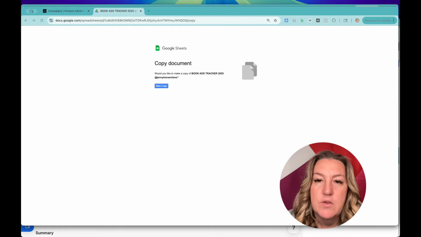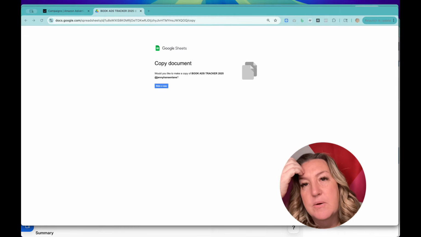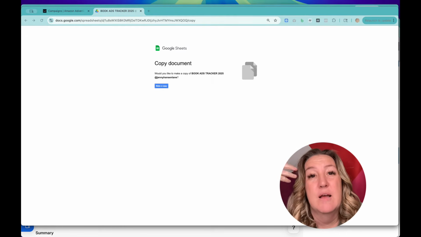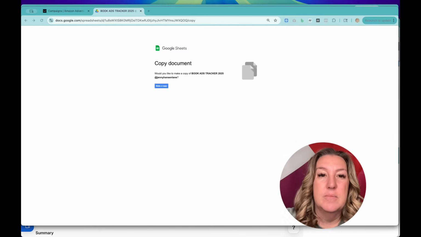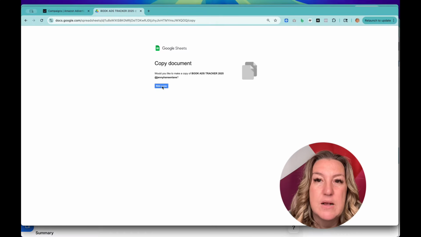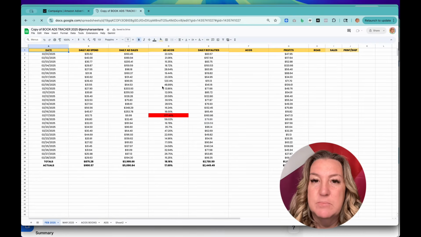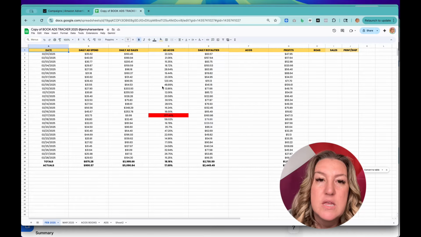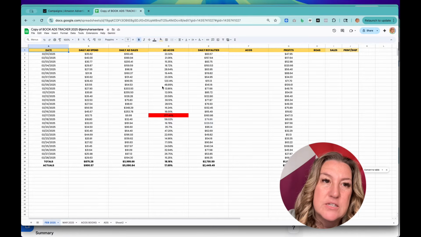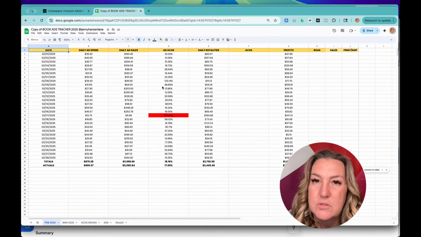Some of you want to have this as a Google link, so I'm going to put up my portal so you can have the book ads tracker this way. You'll go ahead and make a copy here. This is very simple, so you can make it more complex. At the beginning of 2025, I started seeing that I needed to share this with other people so they can be more organized.